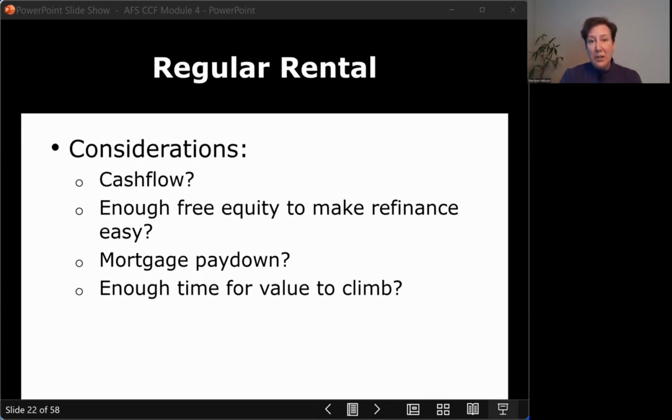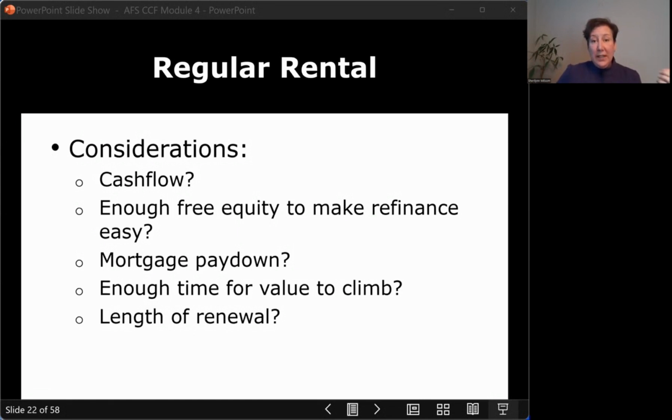And is there going to be enough time for the value to climb? If it's a flat market, or if it's a not so plain vanilla property, then it will take longer for that value to climb. And remember, the mortgage paydown is guaranteed. The free equity is a bonus. Any value increases, that's an extra special bonus, and we definitely cannot guarantee that.